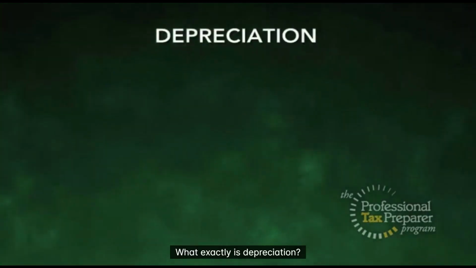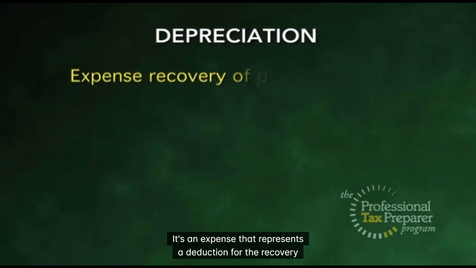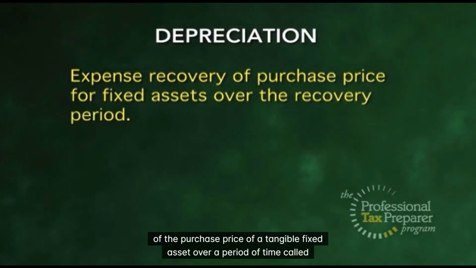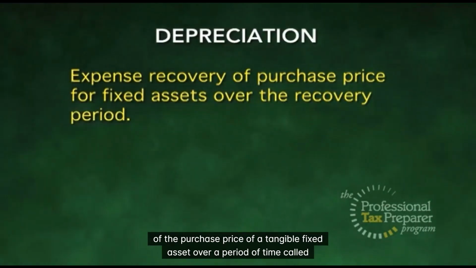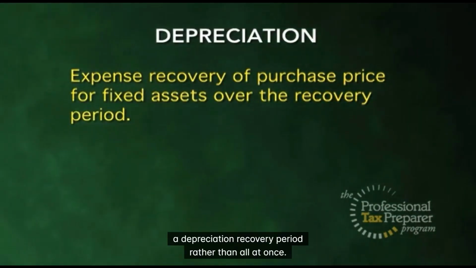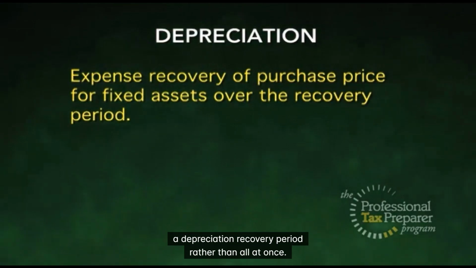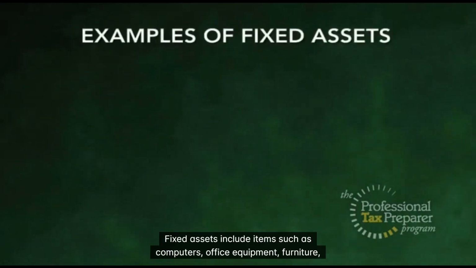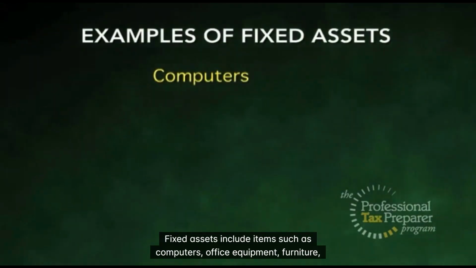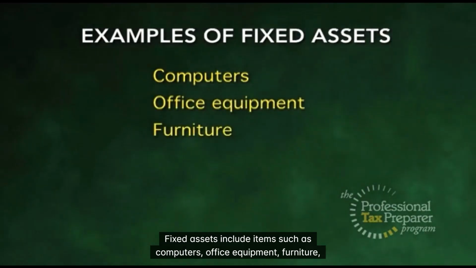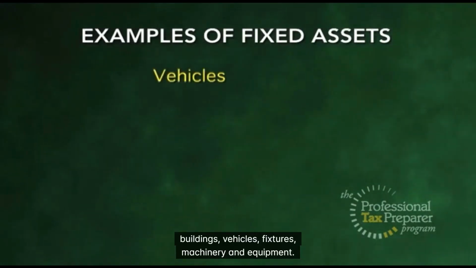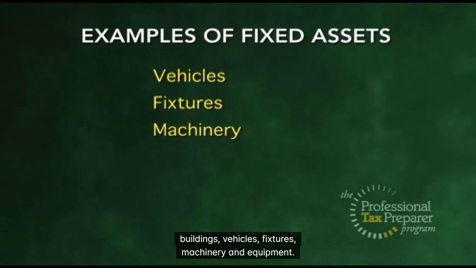Exactly what is depreciation? It's an expense that represents a deduction for the recovery of the purchase price of a tangible fixed asset over a period of time, called a depreciation recovery period, rather than all at once. Fixed assets include items such as computers, office equipment, furniture, buildings, vehicles, fixtures, machinery, and equipment.